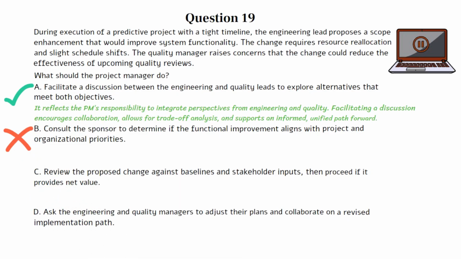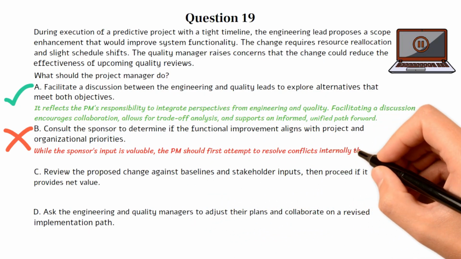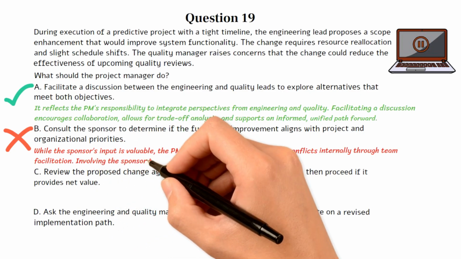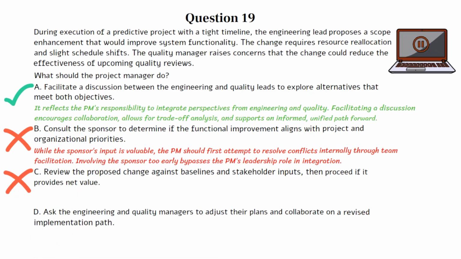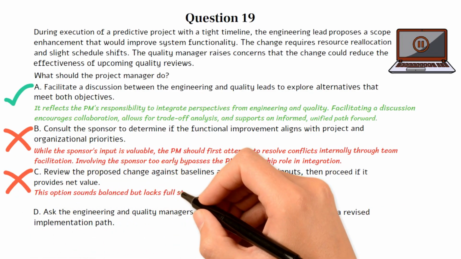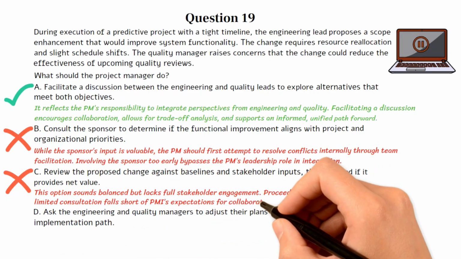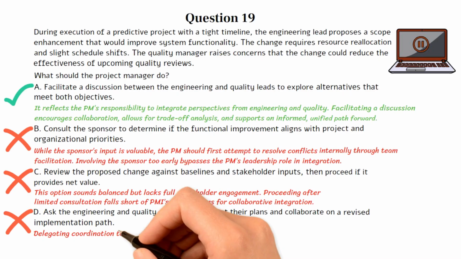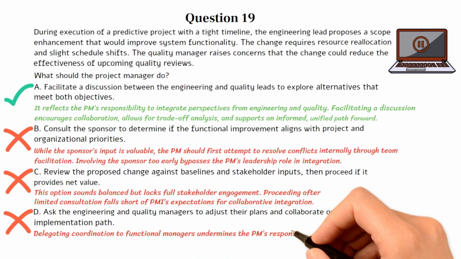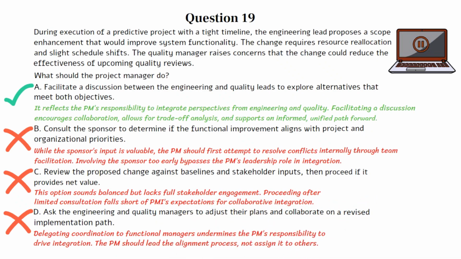Choice B is incorrect. While the sponsor's input is valuable, the PM should first attempt to resolve conflicts internally through team facilitation. Involving the sponsor too early bypasses the PM's leadership role in integration. Choice C is incorrect. This option sounds balanced but lacks full stakeholder engagement. Proceeding after limited consultation falls short of PMI's expectations for collaborative integration. Choice D is incorrect. Delegating coordination to functional managers undermines the PM's responsibility to drive integration. The PM should lead the alignment process, not assign it to others. Let's move on to the next question if you're ready.